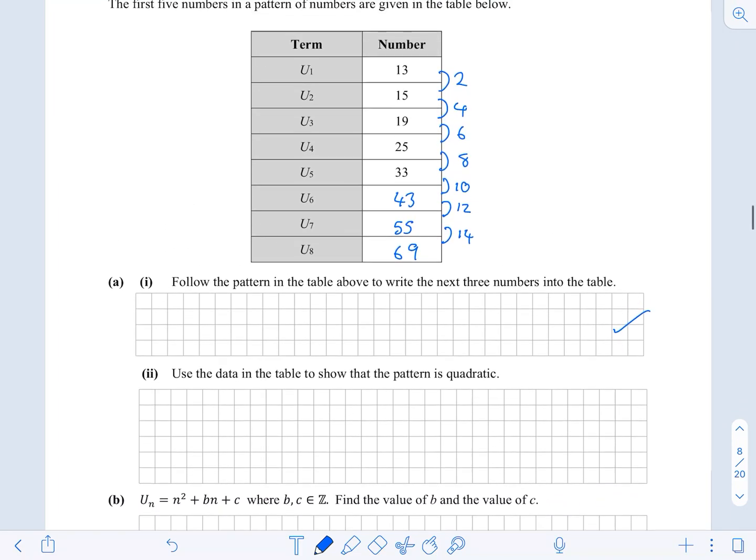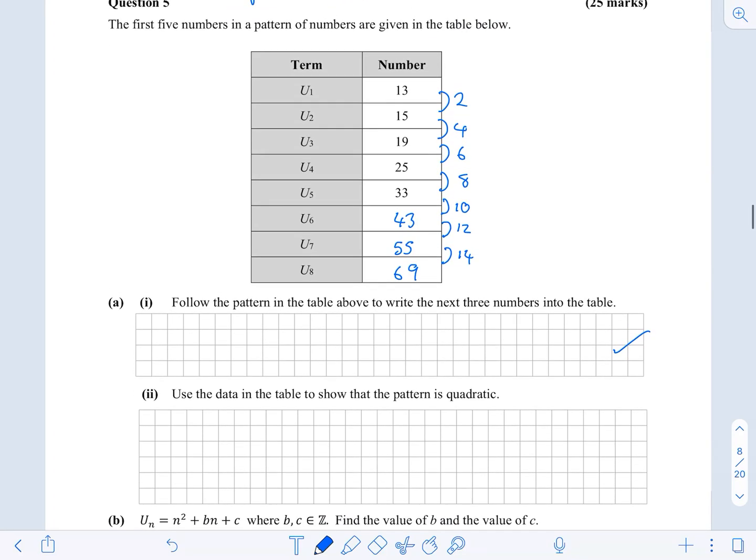Use the data in the table to show the pattern is quadratic. Okay, I don't know how you would do that down here, but certainly what we would do in class is we would take a look at second differences, and we would spot that we have a common second difference there of 2. So you want to put in some note: common second difference of 2, and therefore quadratic.